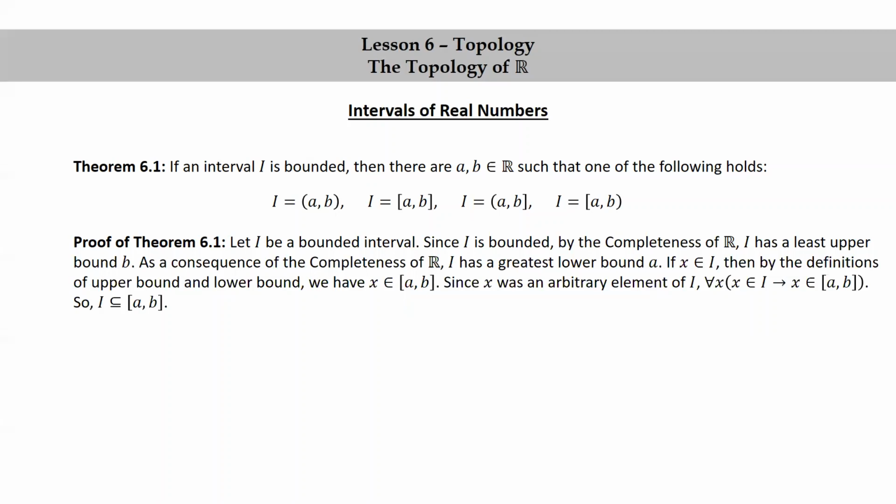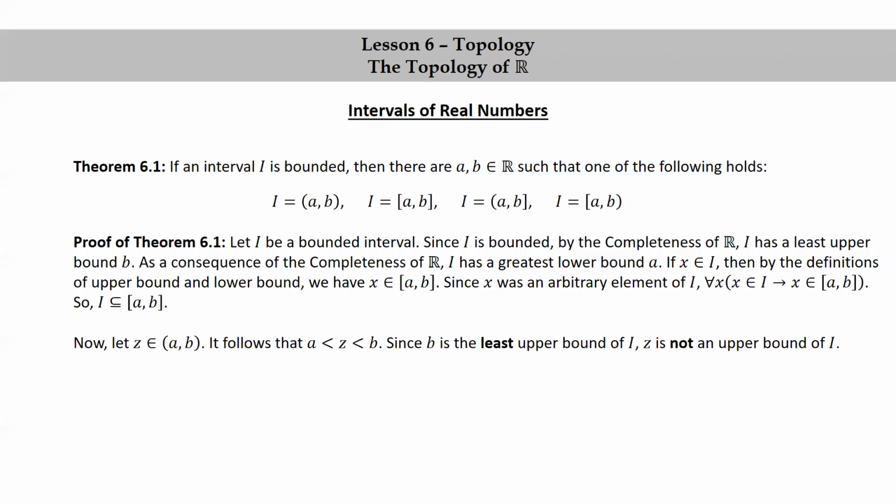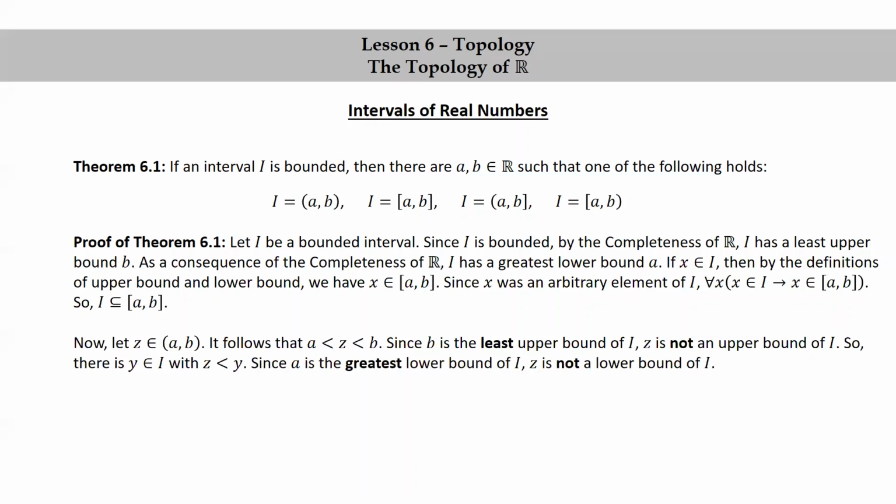Next, we want to show that the open interval AB is a subset of I. So we'll start by letting Z be an element of the open interval AB. That means that Z is between A and B, strictly. Since B is the least upper bound of I, that means that Z is not an upper bound of I, right? Because Z is smaller than B, so it can't be. So that means there's a Y in I with Z less than Y. Similarly, since A is the greatest lower bound of I, Z is not a lower bound of I. So there's an X in I with X less than Z.